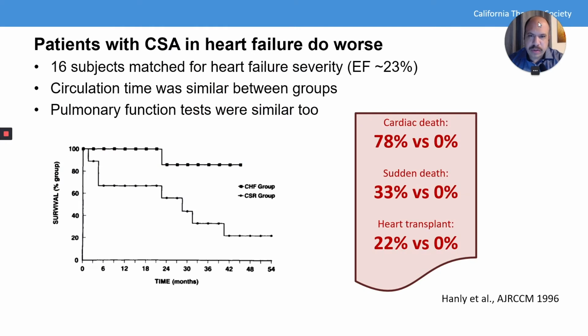What is clear is also that patients with CSA in heart failure seem to do worse. So this is an early paper that described that effect. This is a small group of patients, but they're fairly well matched for heart failure severity and circulation time, pulmonary function testing. And what you can see is pretty widely divergent Kaplan-Meier curves between these two groups with respect to whether they had or didn't have Cheyne-Stokes breathing here, central sleep apnea with Cheyne-Stokes breathing. There were also marked differences in cardiac death, in sudden death, and in the need for heart transplantation. And this has been shown in multiple other series since that time.